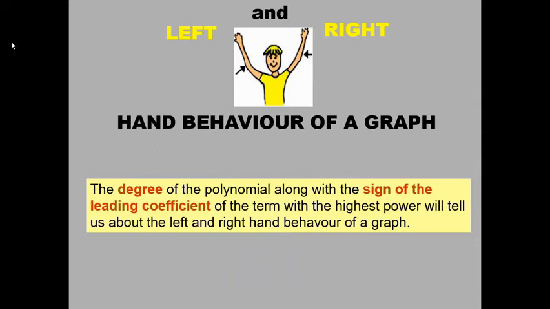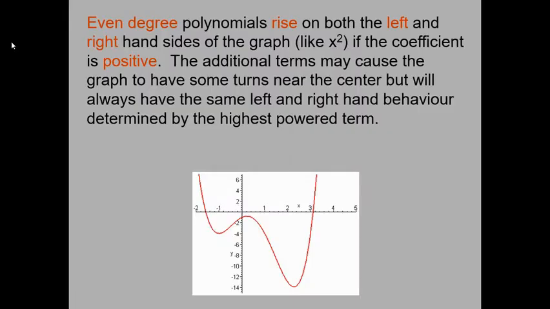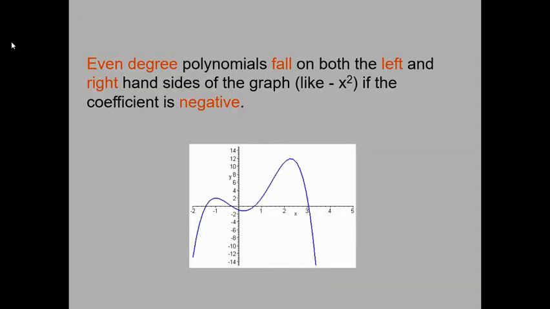Left and right hand behavior of a graph. The degree of the polynomial along with the sign of the leading coefficient of the term with the highest power will tell us about the left and right hand behavior of the graph. Even degree polynomials rise on both the left and right hand sides of the graph, like x squared, your quadratic, if the coefficient is positive. The additional terms may cause the graph to have some turns near the center, but will always have the same left and right hand behavior determined by the highest powered term. The left hand behavior rises, the right hand behavior rises.